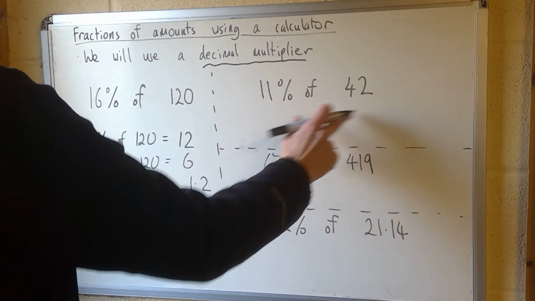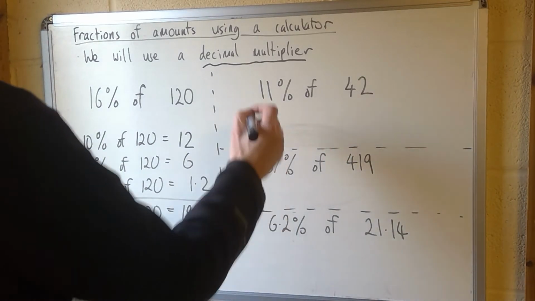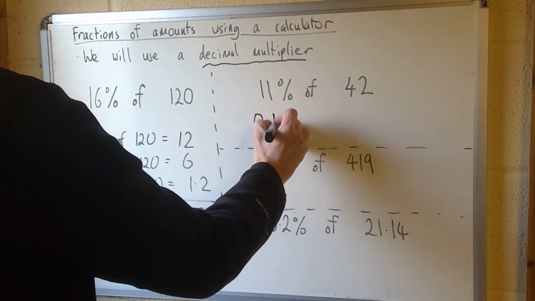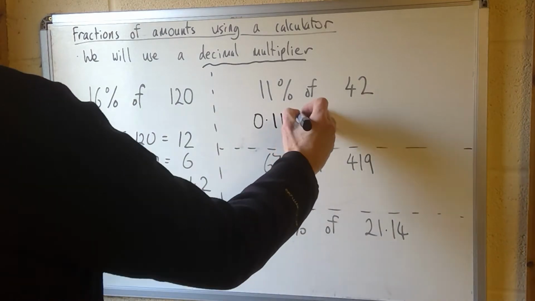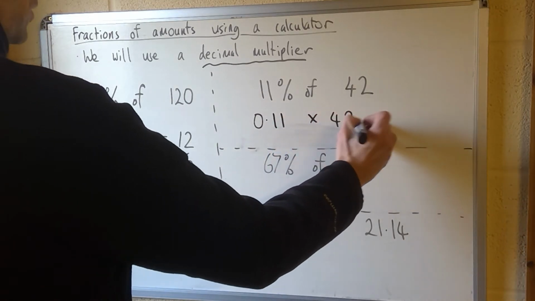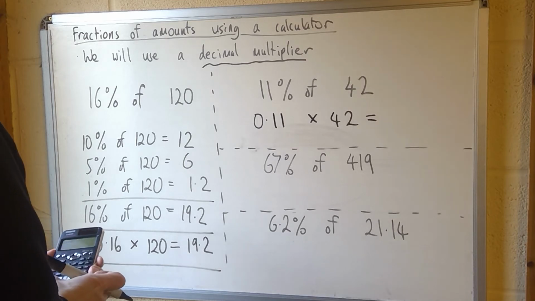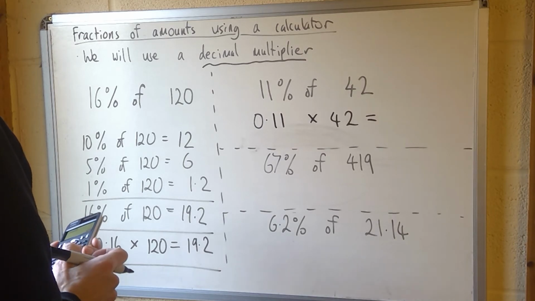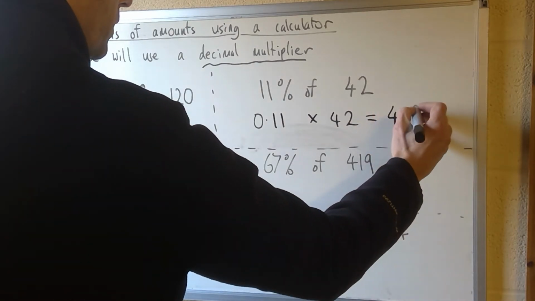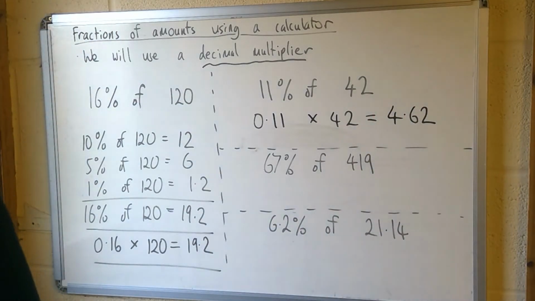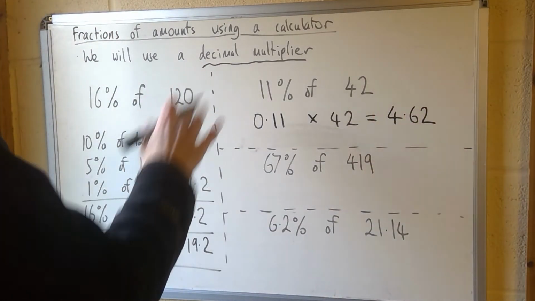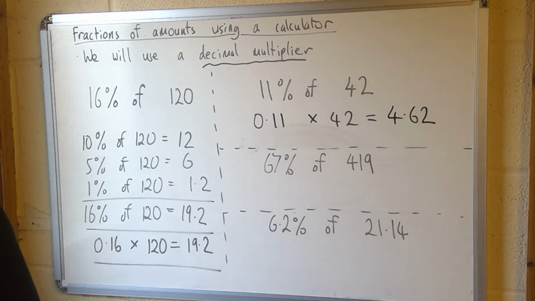So to find 11% of 42, you change 11% to a decimal, 0.11, multiply by 42, and then just type that into your calculator, and you get the answer 4.62. And I'm sure you'll agree that's much quicker than working out 10% and 1% and adding them together.